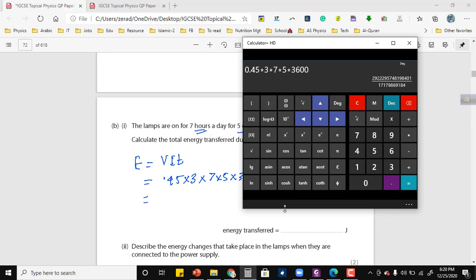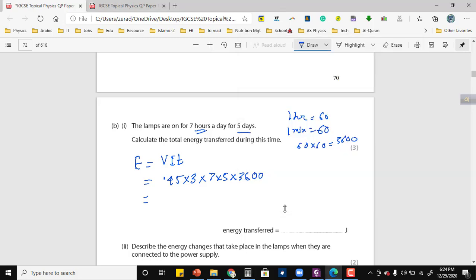Okay, so we get the answer. The answer is 3402000 joules. Instead of 3 amps, you can also put the value 3.3, because according to the calculation we have got 3.3. In that case the answer might be a bit higher than the answer we have got here, but both of them will be accepted inshallah.